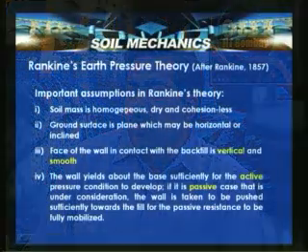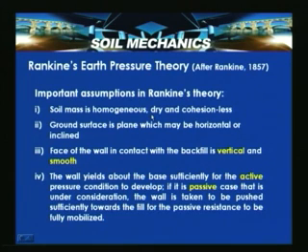Rankine's earth pressure theory is postulated after Rankine in 1857, and he assumed the following. The soil mass is assumed to be homogeneous, dry and cohesionless. That is the first assumption which was put forward by Rankine. And the ground surface is plane, which may be horizontal or inclined. Initially the backfill surface is assumed to be plane, and then later it has been extended to inclined cases. The face of the wall in contact with the backfill is vertical and smooth.